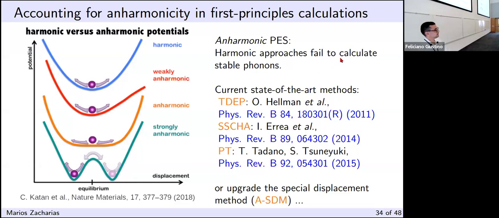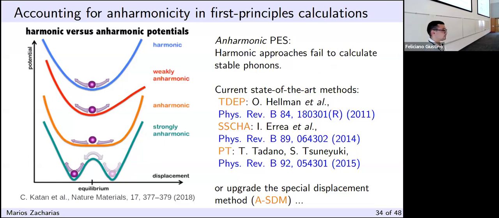So in the literature, it's been almost 10 years that there are methodologies that allow you to compute temperature-dependent anharmonic phonons. TDEP is one methodology that relies on molecular dynamics. The SSCHA, which relies on stochastic non-perturbative approaches, so it uses a Monte Carlo integration. And Alamode, which actually relies on the explicit computation of higher order interatomic force constants.